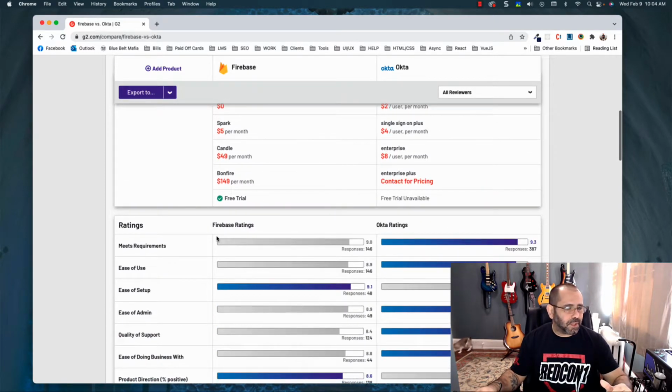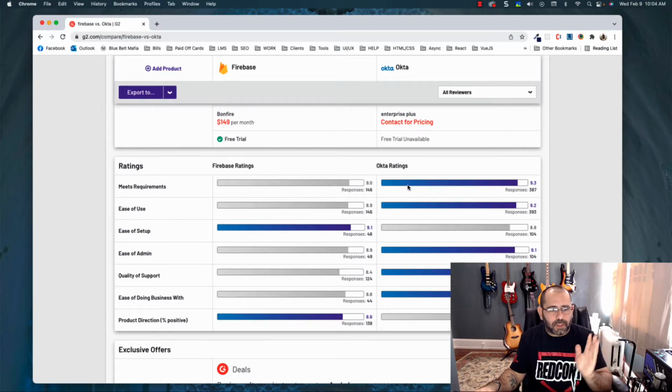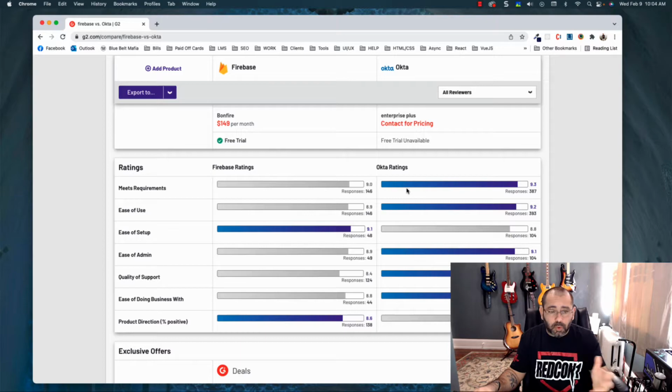All right, so now this is what favors what, right? Which one met the requirements more than the other. So it looks like Okta met the requirements most times than Firebase by a long shot, 387 to 146 responses. So that's good. As for ease of use, they gave it to Okta.